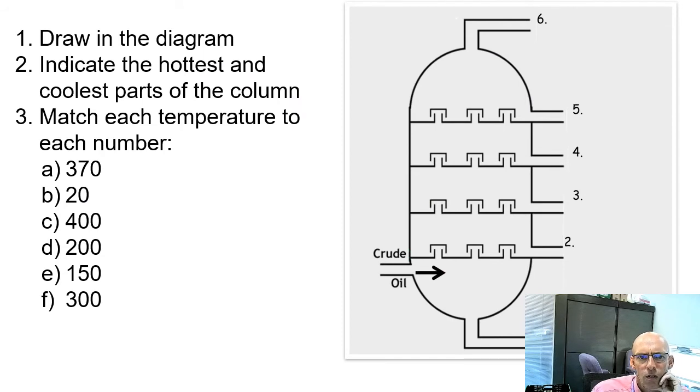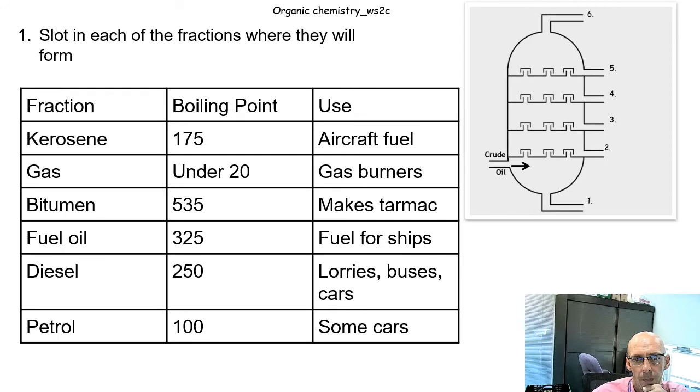So, draw in the diagram, indicate the hot and cold parts. So we said the bottom was the hot and the top was the cold. Now you can match the temperature, so this is easy. 400 at the bottom, 370. It's exactly what we've just done.